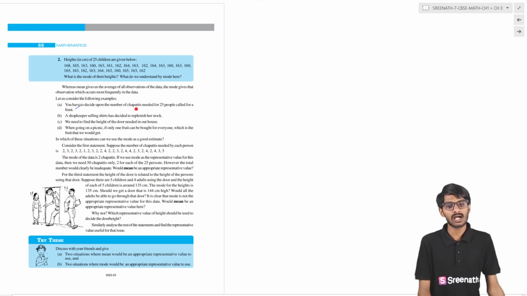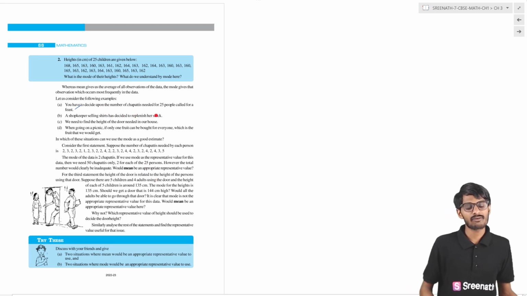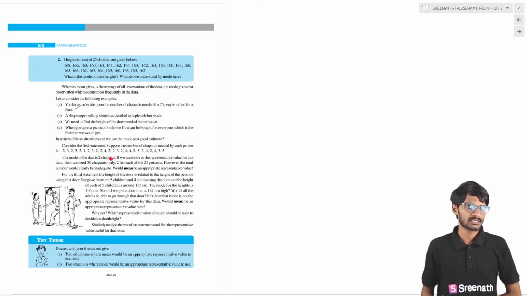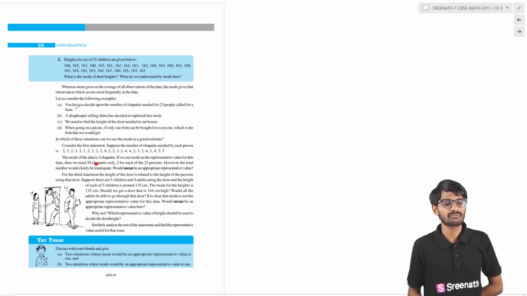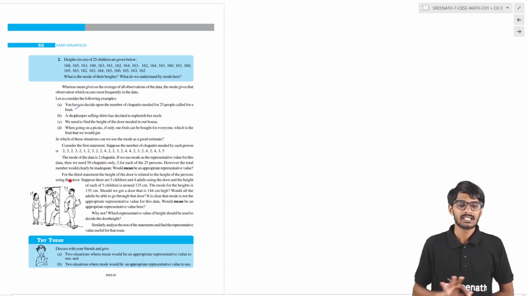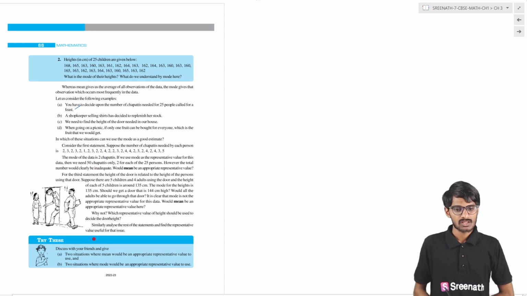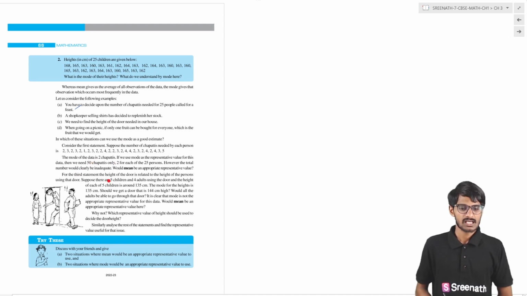So if you want to decide upon the number of chapatis needed for 25 people, and you find the mode of this data, that is 2 chapatis, but that is not the correct answer, students. If you just simply do 2 chapatis, they will not be sufficient for anyone. If you take 2 chapatis per person, then you will need just 50 chapatis only, but this is not the correct way. It does not make much sense. Suppose you find the mean, in this way also you don't get the correct answer, students.